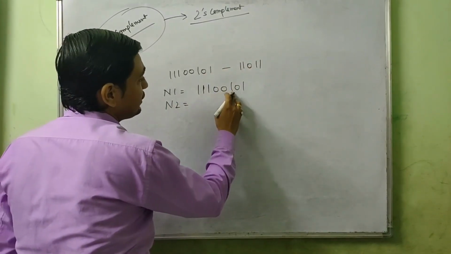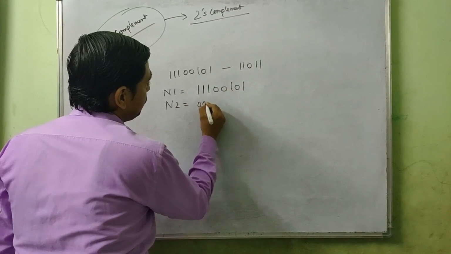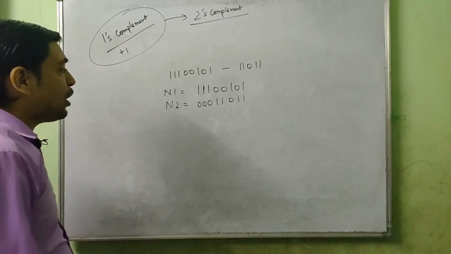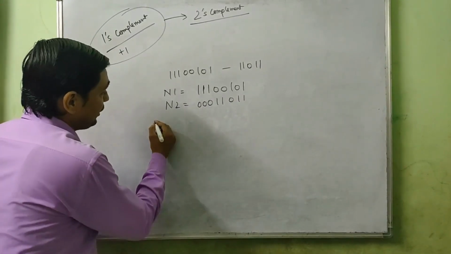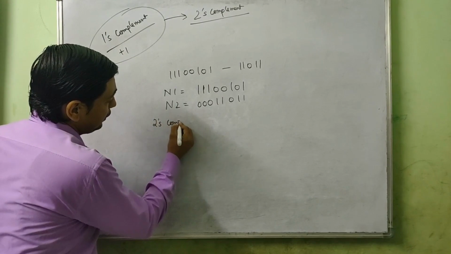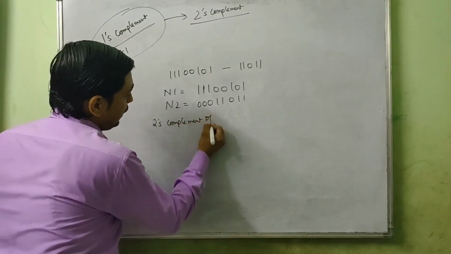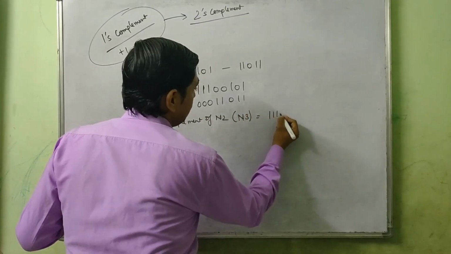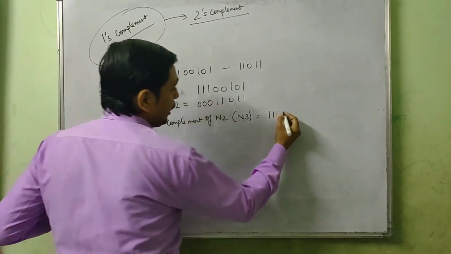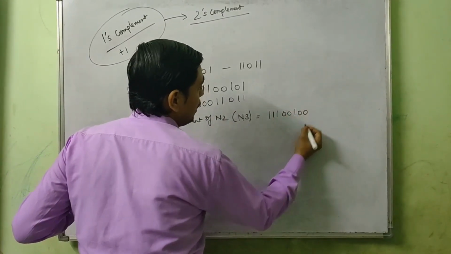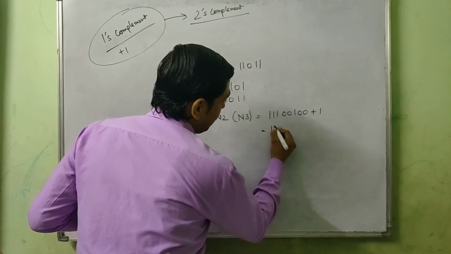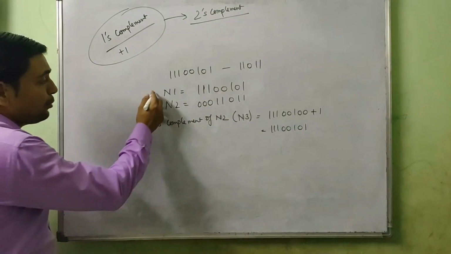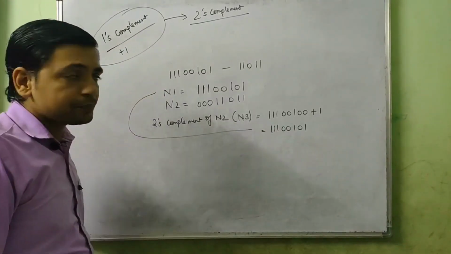So 1 2 3 4 5 6 7 8 9, and here is 5 only. So we pad it to get 000011011. So we have written the number. Now we have to find the 2's complement of n2, and let's name it n3. First of all we have to find the 1's complement. So it will be 111000100, and we have to add 1 to it. So it will become 111000101. Now we have to add n1 with n3, right?